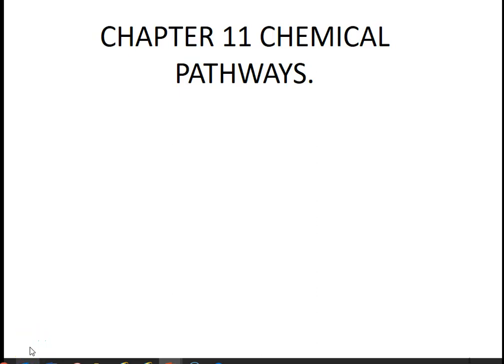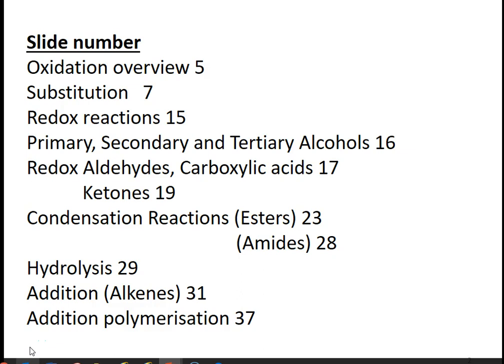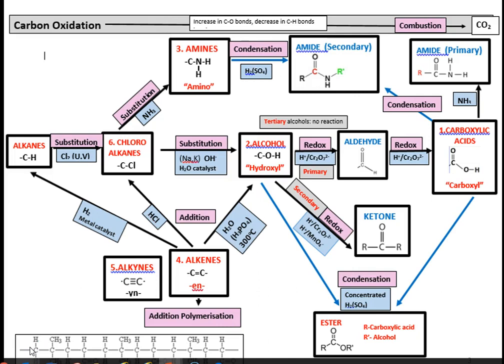Okay, this is to help you work your way through the chemical pathways poster. These are the slides that we'll be looking at, so you can come back and work out what we're up to. So we're going to work our way along here to start with, from alkanes to carboxylic acids. So you can see as you go across: alkanes, chloroalkanes, alcohols, aldehydes and carboxylic acids. As you move your way across, they're becoming more and more oxidized.